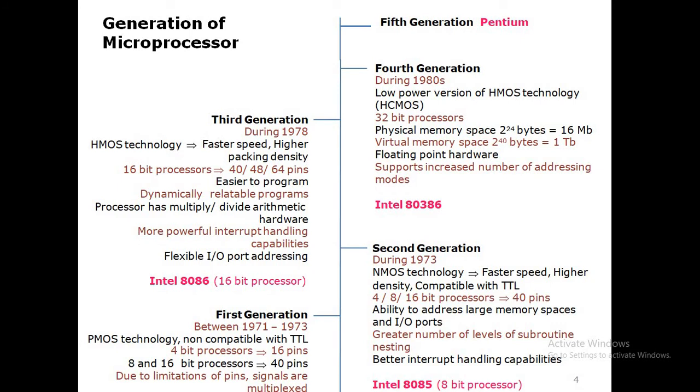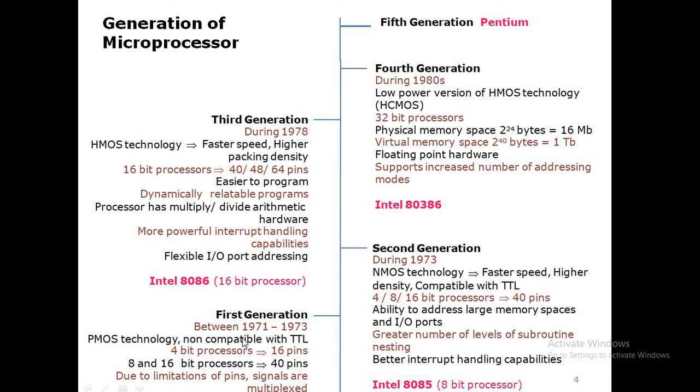Let's come to the generations of microprocessors. Here we can see there are 5 generations of microprocessors. The first generation came between 1971 and 1973, which uses PMOS technology and is non-compatible with TTL. The first generation processors are 4-bit processors as well as 8-bit and 16-bit processors. The 4-bit processors came in 16 pins, whereas 8 and 16-bit processors came in 40 pins.